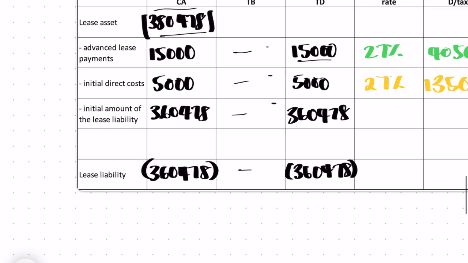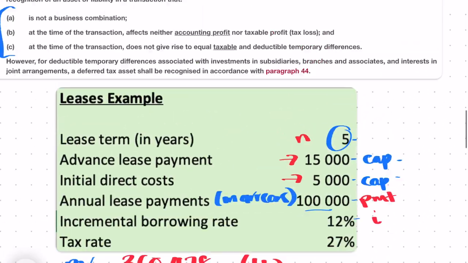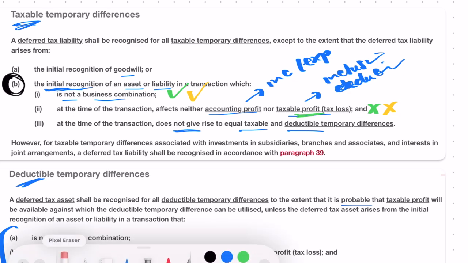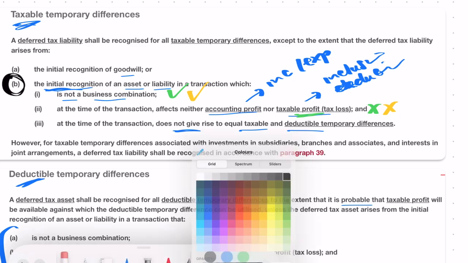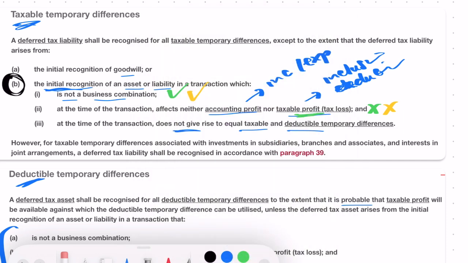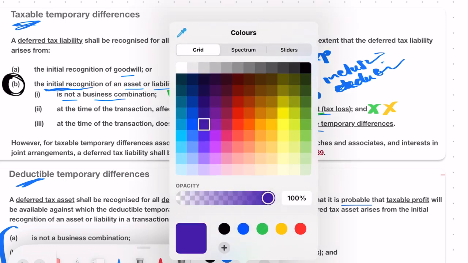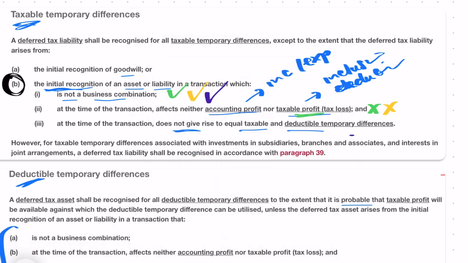And now let's think about the lease liability, right? The initial amount of the lease liability that's been capitalized to the right of use asset, the 360. Okay, so if we go back up here, I should change the color of my pen. Let's make it purple. Okay, so is this in a business combination? No, it's not. So we meet that criteria.